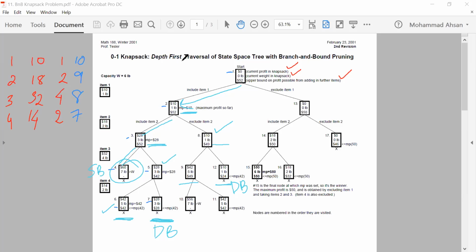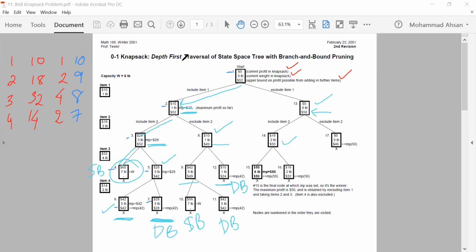Coming to here, actually when you come to 10, this is a static bound because of weight, and this is also a dynamic bound because it's not giving me better than 42. Again, this is a dynamic bound. When you come here, your profit is 0. Your current profit is 42 and it is promising you 50. So I will explore this.